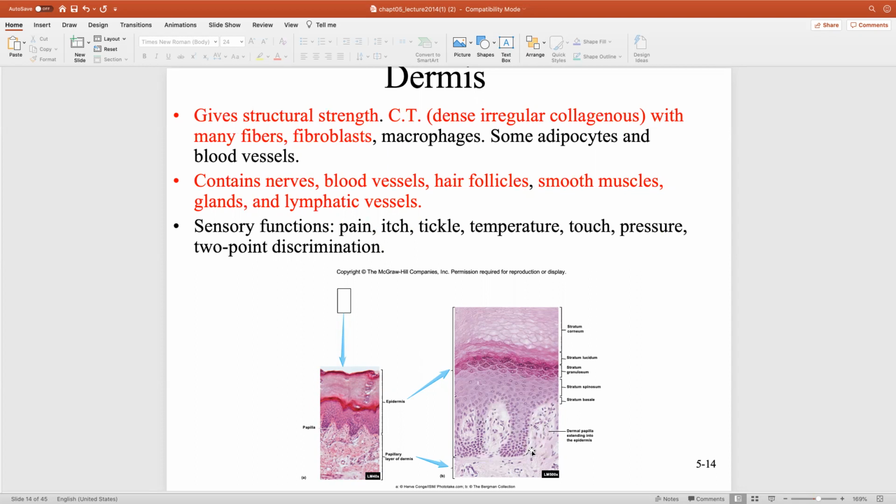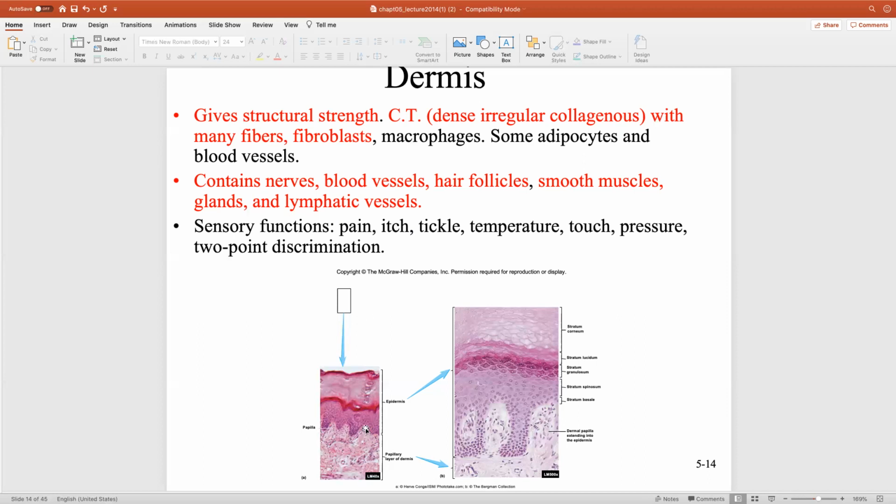Now, the dermal papillary layer, sometimes just called the dermal papilla, is the layer of the dermis that moves up into the epidermis, giving you this up and down undulation. This papillary layer is pretty small, about 20% of the dermis.